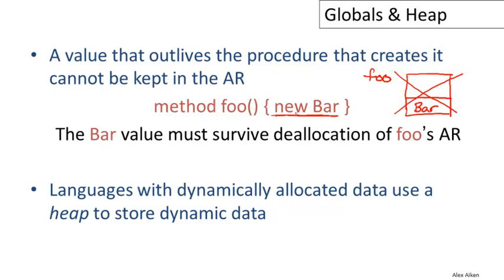And so what that means is that this bar object and all dynamically allocated data have to be stored someplace other than the activation record. And languages with dynamically allocated data generally use a heap for that purpose.